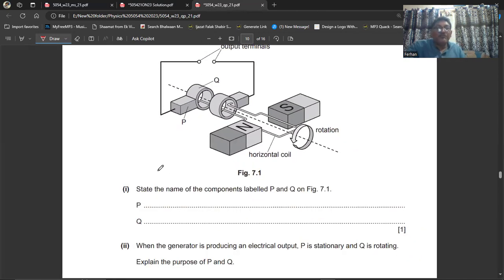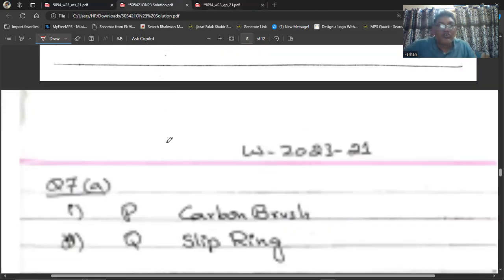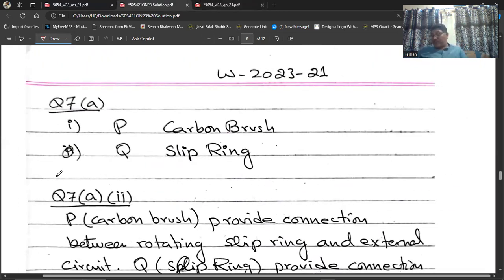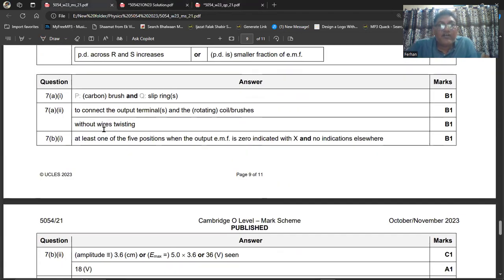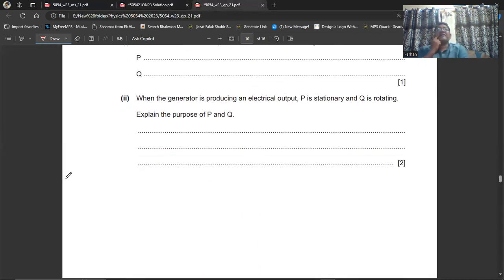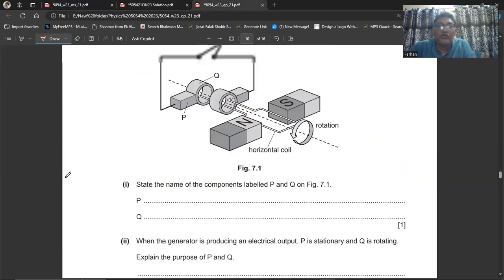You see this P is the carbon brush and this Q is the slip ring. So here I have written my answers: P is carbon brush and Q is called slip ring. Hopefully you understand, it's very simple. When the generator is producing an electric output, P is stationary and Q is rotating. Explain the purpose of P and Q, a 2 marks question.